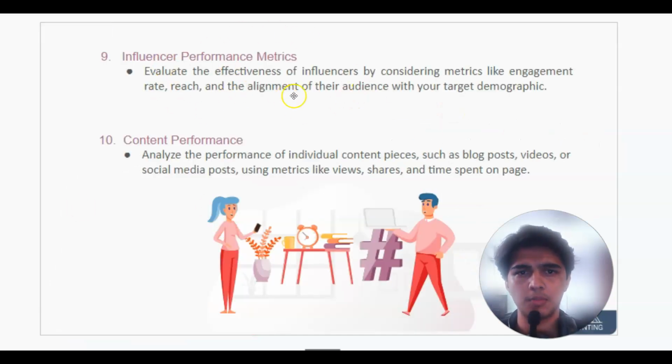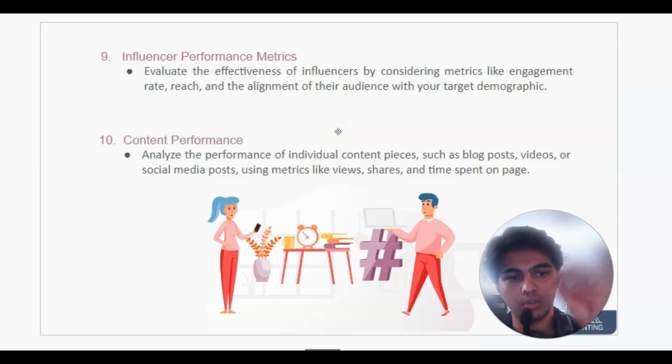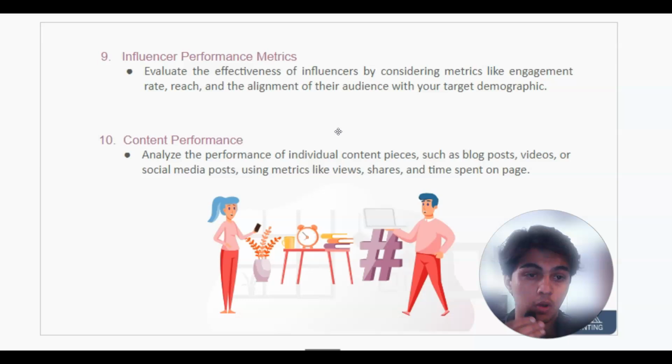Next is influencer performance metrics. This indicator will evaluate the effectiveness of your influencers by considering metrics like their engagement rate, their reach through their content or marketing campaigns, and the alignment of their audience with your target demographics, meaning in which area you have been doing which content and how much people are engaging with it.